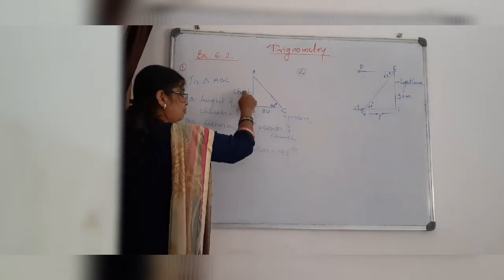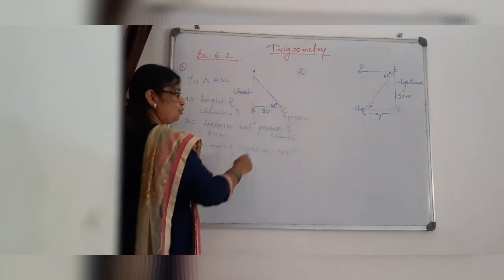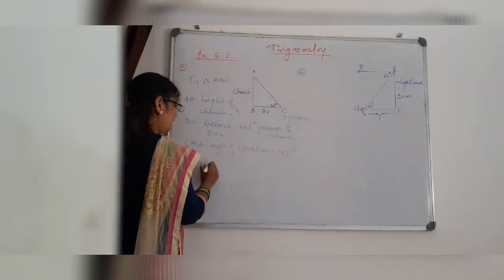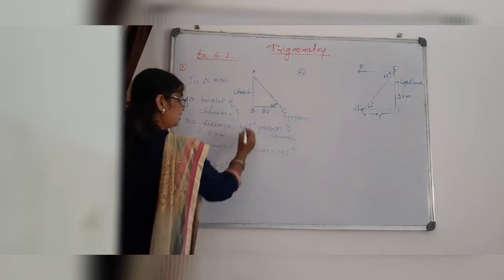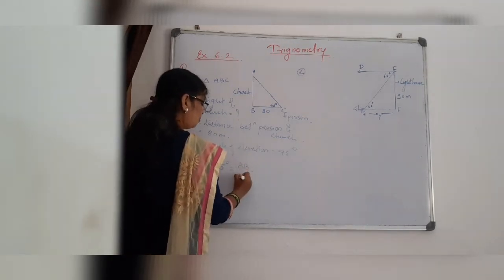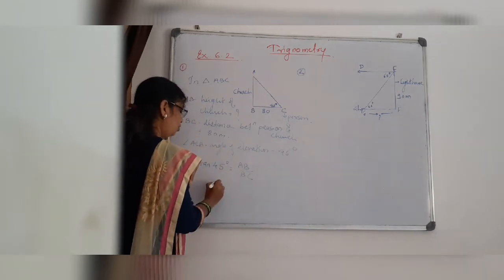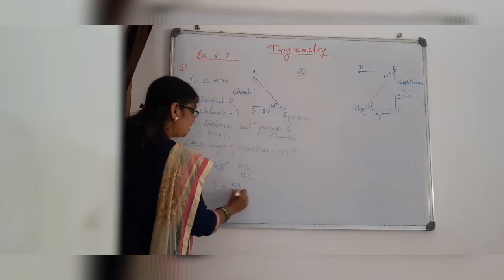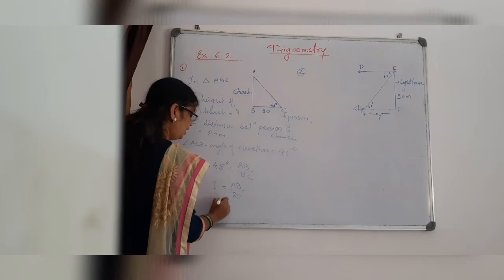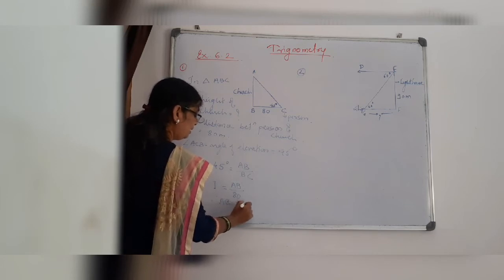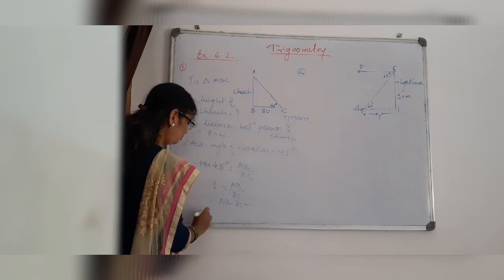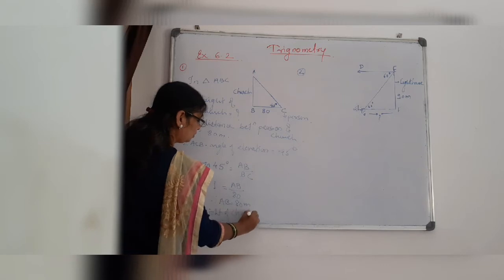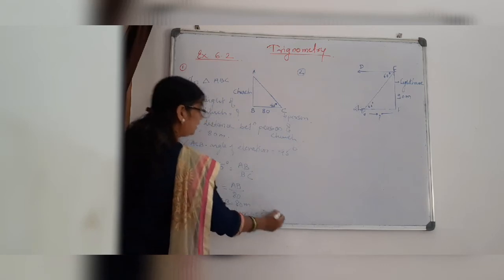Now see here, what you have to find out? AB is the opposite side, BC is the adjacent side. What do you have to use? The adjacent side is given, the opposite is not given. So you have to use tan 45, opposite upon adjacent, that is AB upon BC. Now what is the value of tan 45? It is 1. BC is 80 and therefore AB is 80 meters. Therefore the height of the church is 80 meters.